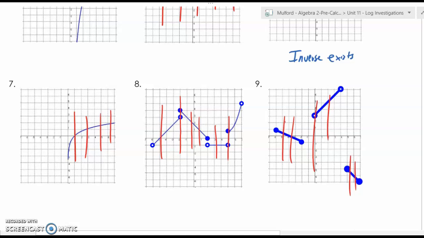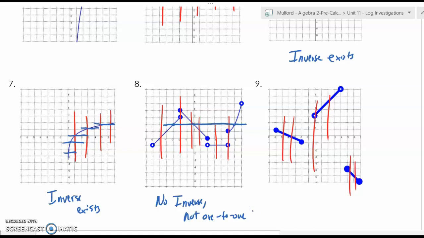A graph like 7, I don't think we have any problems with that one. The inverse exists. But when we go to 8, if you look at it here, that's not a very good horizontal line. Let's try that again. Here we go. It's going to cross 1, 2, 3 places, so that's going to be a concern for us. So again, no inverse, not one-to-one.